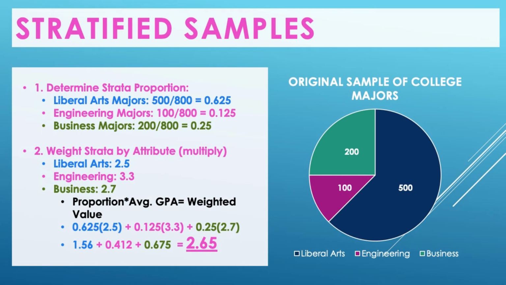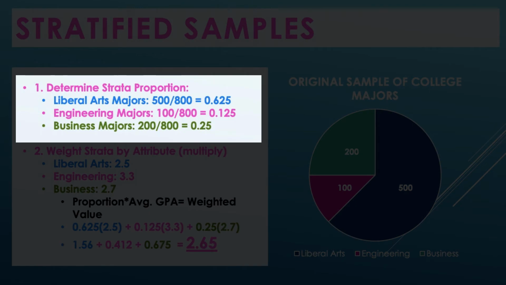So let's look at GPA, okay? If we want to weight GPA by major, first we have to determine the strata proportion. So what proportion does each major constitute of the total population? And here we're just doing some really simple division. So there are 500 liberal arts majors out of a total of 800. That's 62%. There are a total of 100 engineering majors. We divide that by 800. Again, we're just doing simple percentages here.